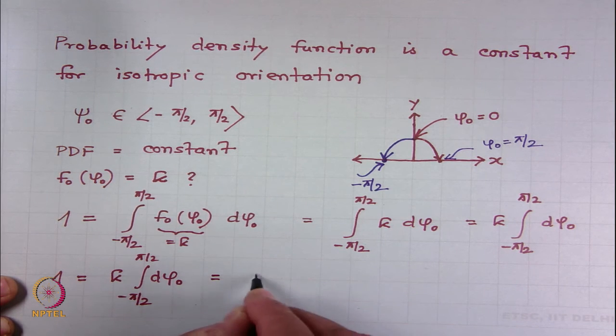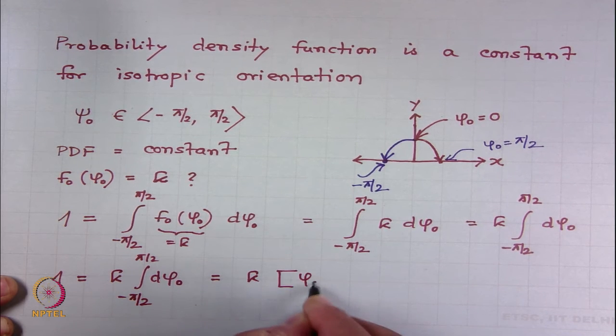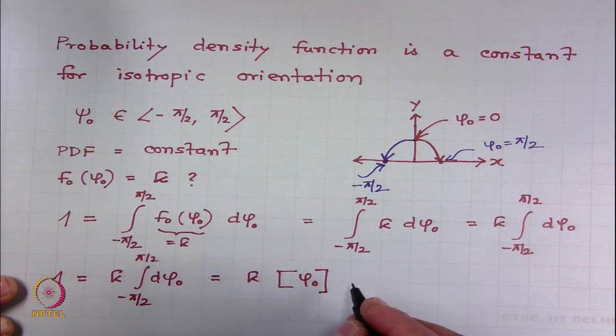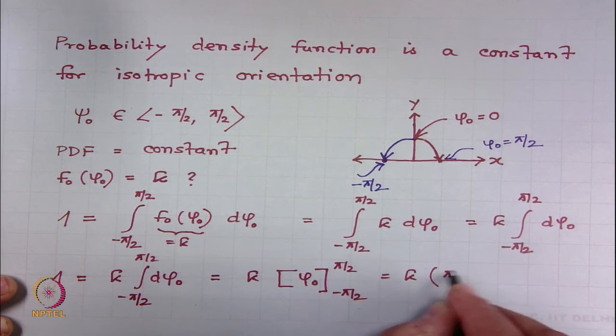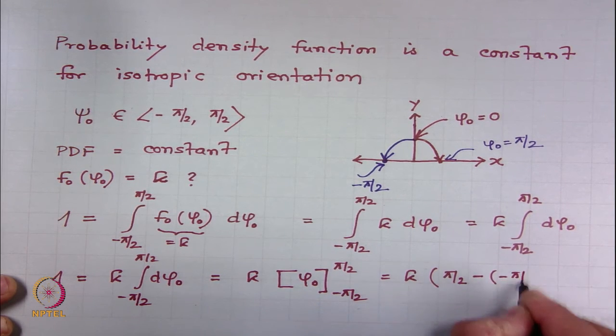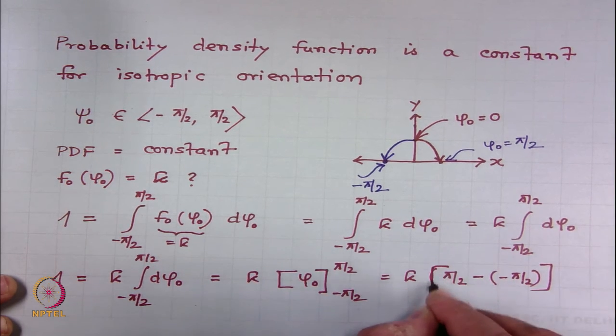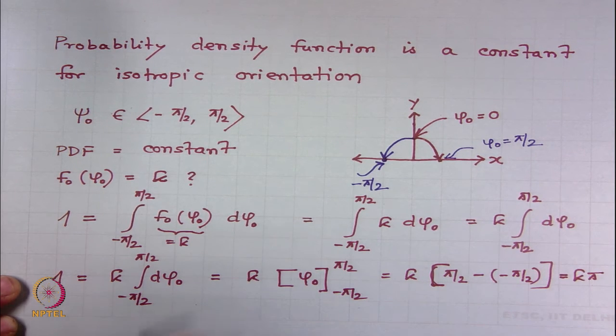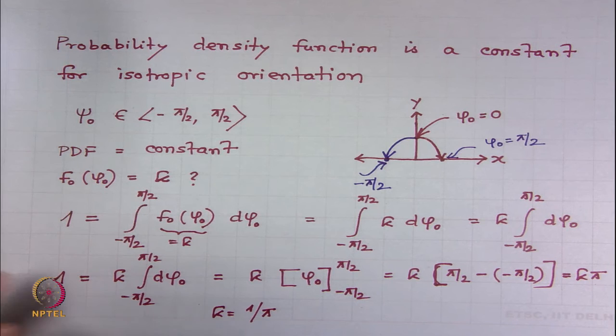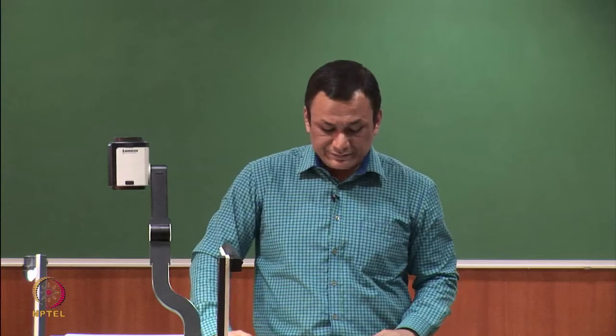If you solve this integration, psi 0, integration of dx is x, minus pi by 2 to pi by 2. So, k times pi by 2 minus of minus pi by 2, right. So, k times pi. So, what is the value of k? Let us write here, k is 1 by pi. That is why I said those who were thinking k is equal to 1 by pi were correct.